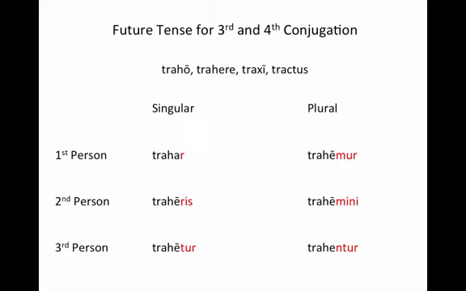However, other than the different endings, these are translated the same as first and second conjugation passive verbs. So trahar is I will be dragged, traharis you will be dragged, and so on and so forth.